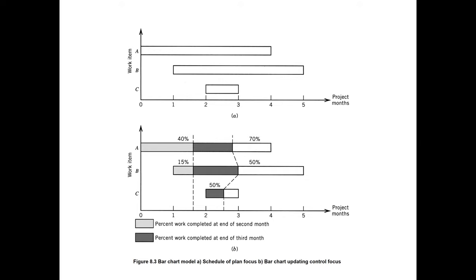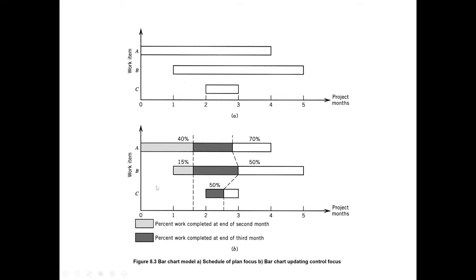Activity A starts from time 0 and runs for 4 months. Activity B starts after 1 month. It is again for 4 months, but the starting time is after month number 1, and it finishes at month number 5. Activity C is just 1 month, starting at 2 and finishing at 3. So activity A is 4 months, activity B is also 4 months but starts after 1 month and finishes at month number 5, and activity C is just 1 month.